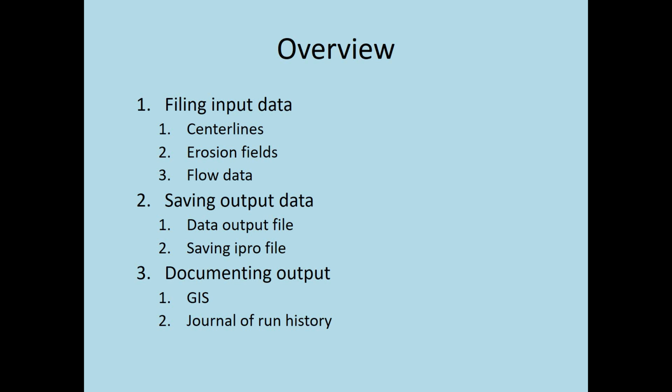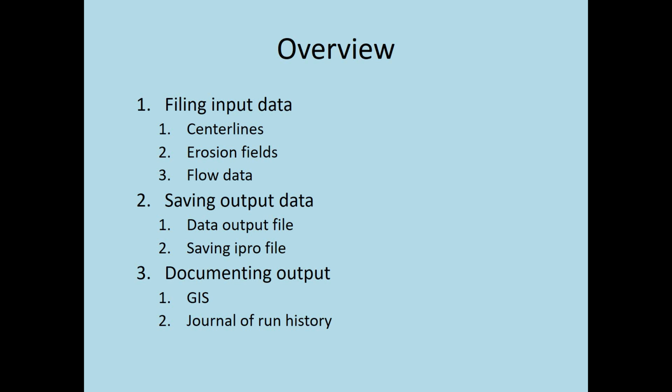Okay? So the second thing that's important to document, in other words, make sure you save, is all the input parameters of your specific run. And there are two ways to do that. One is the output file. And number two, which I find more important, is saving what is called the iPro file itself, which I'll show you what that is soon, for every single run that you do separately.